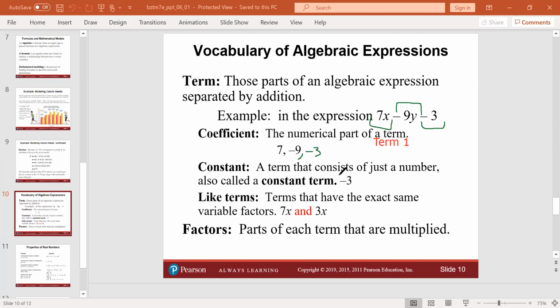It happens to also be the constant. Negative 3 is a constant. It does not attach itself to any variables up there. That's okay. It's still, in my book, considered a coefficient.